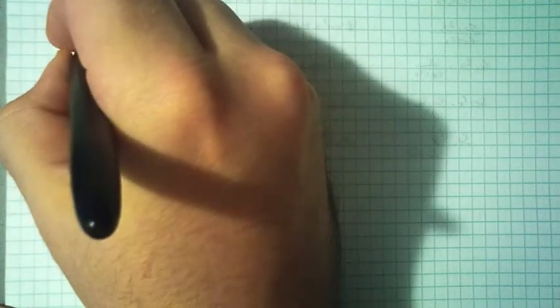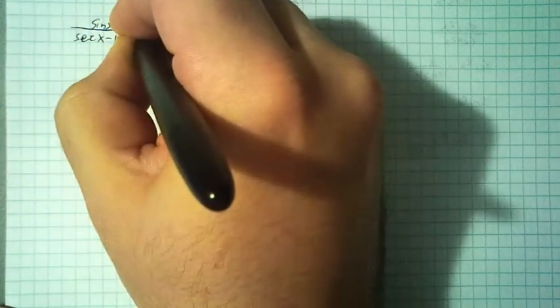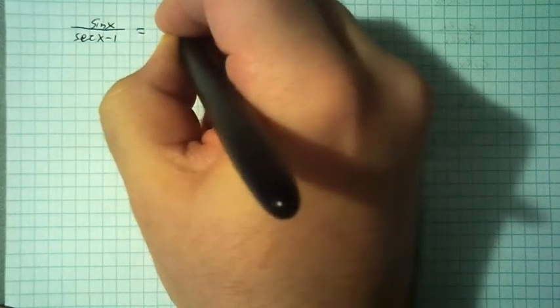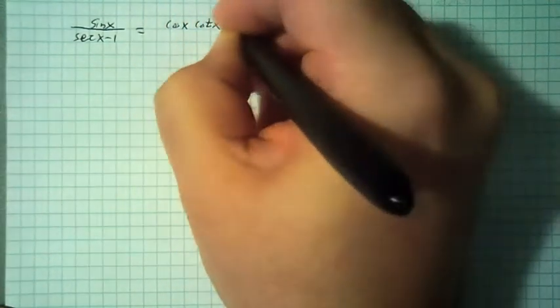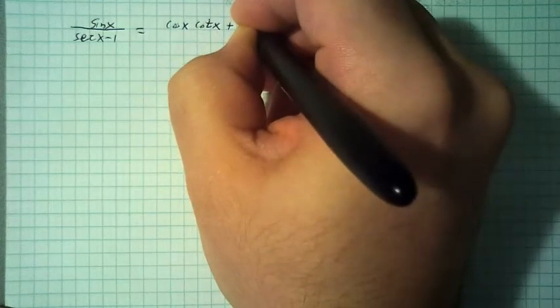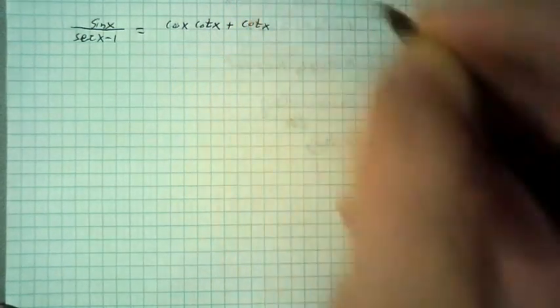Example number 3. Sine of x over secant x minus 1 equals cosine x times cotangent x plus cotangent x.